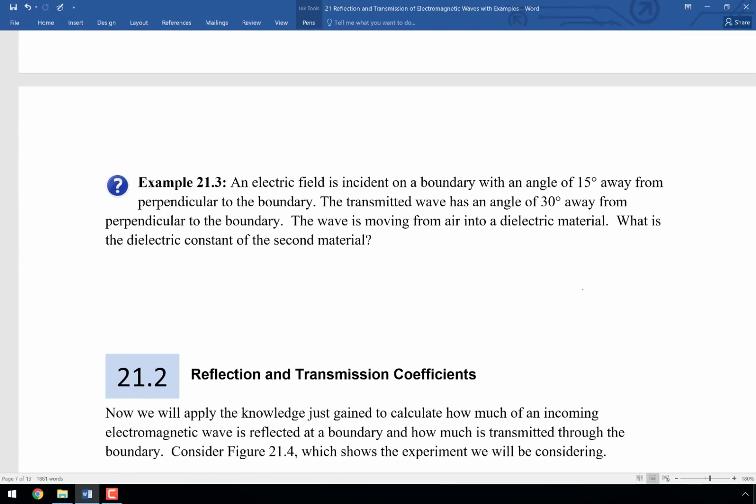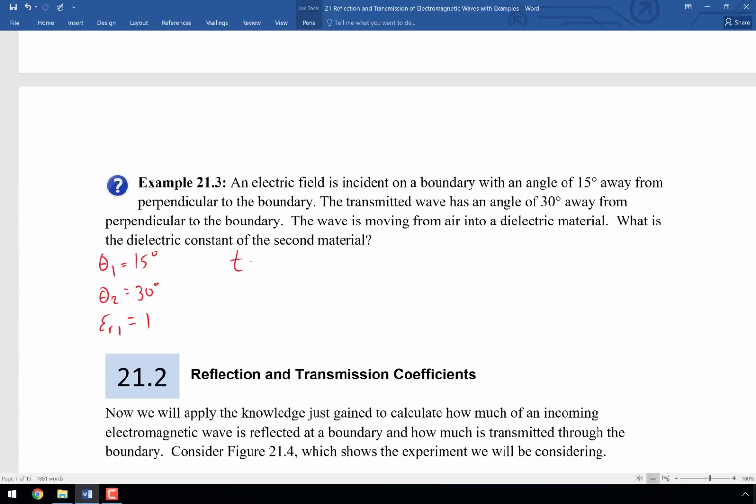Let's do one more example. An electric field is incident on a boundary with an angle of 15 degrees away from perpendicular to the boundary. The transmitted wave has an angle of 30 degrees away from perpendicular to the boundary. The wave is moving from air into a dielectric material. What is the dielectric constant of the second material? So I know that theta 1 is equal to 15 degrees. I know that theta 2 is equal to 30 degrees. And I know that epsilon r1 is equal to 1 because it's air.